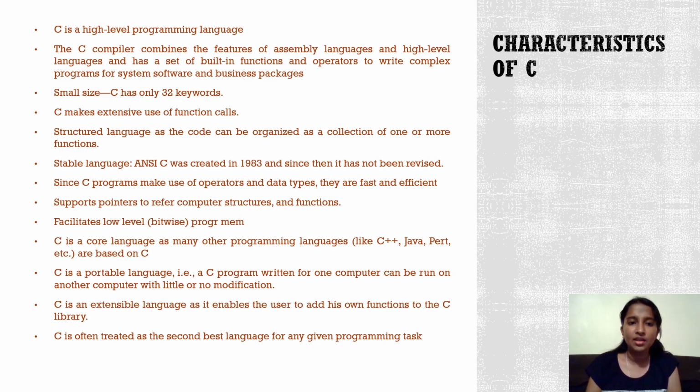Stable language, that is, ANSI C was created in 1983 and since then it has not been revised. Since C programs make use of operators and data types, they are fast and efficient. It supports pointers to refer to computer memory, structures and functions, and facilitates low-level programming. C is a core language, as many other programming languages like C++, Java, Perl, etc. are based on C. C is a portable language, that is, a C program written for one computer can be run on another computer with little or no modification.